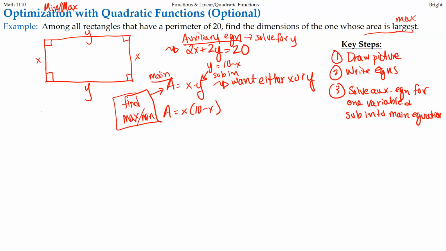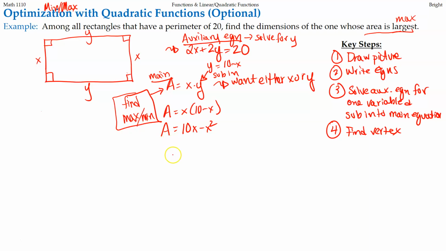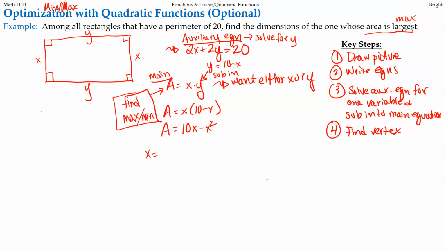I need to finish subbing in, so x and then 10 minus x. So this is going to be A is equal to 10x minus x squared. And fourth, now this is a quadratic equation, and all I want to do is find the vertex. Here we have a is minus 1, b is 10, so x is going to be negative 10 over 2 times negative 1, which is 5.